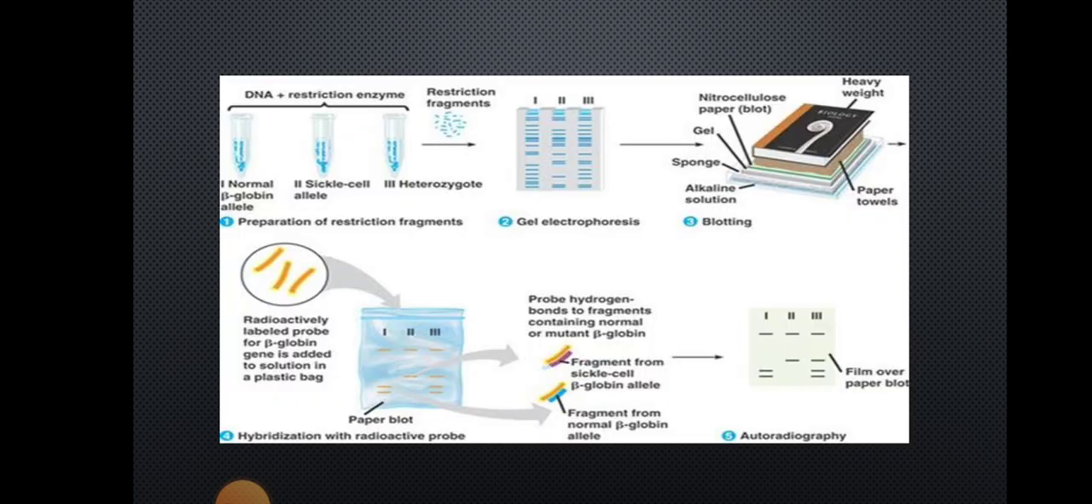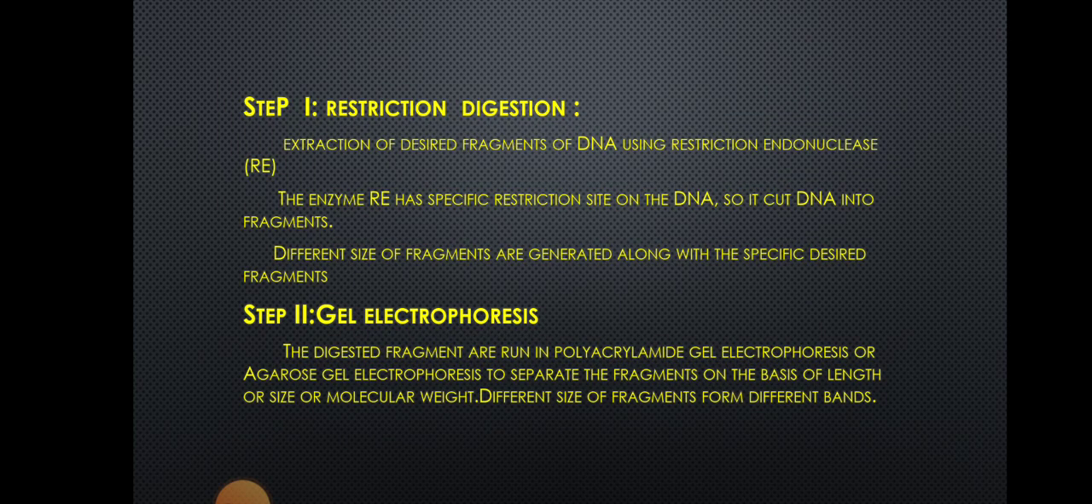This is the overall step of RFLP. In step 1, restriction digestion will take place. Extraction of desired fragment of DNA using restriction endonuclease. The enzyme restriction endonuclease has specific restriction sites on the DNA, so it cuts DNA into fragments. Different sizes of fragments are generated along with the specific desired fragments.